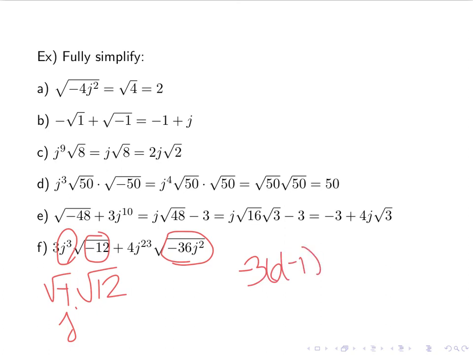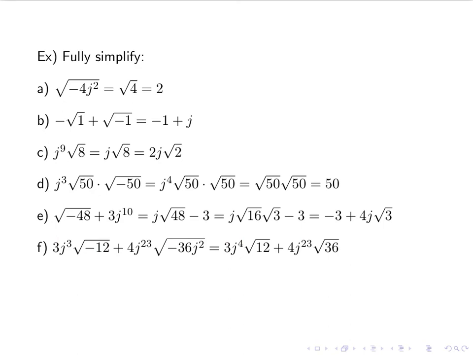So we have negative 36 times negative 1, which is positive 36. Okay, so I'm going to just do those two parts first. And that will give us 3, again, j to the 4th, root positive 12, plus 4j to the 23rd, root positive 36.